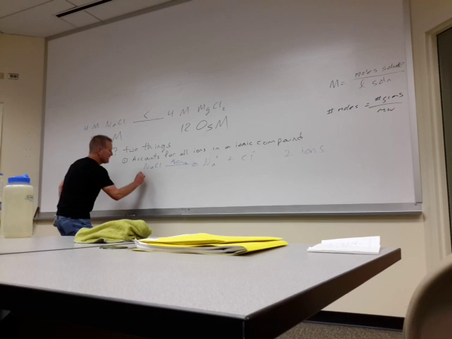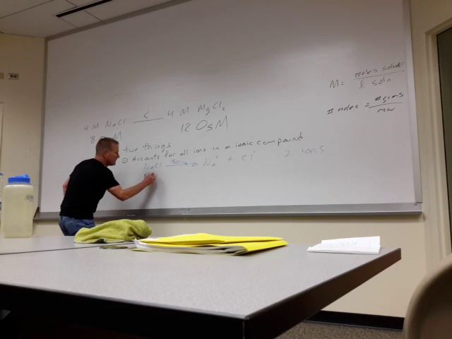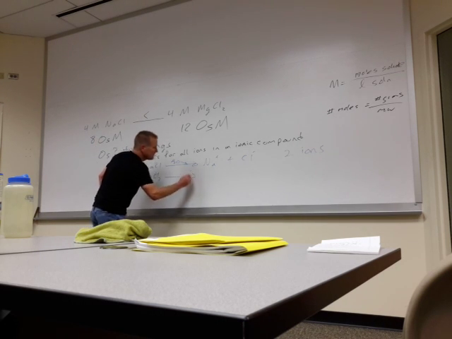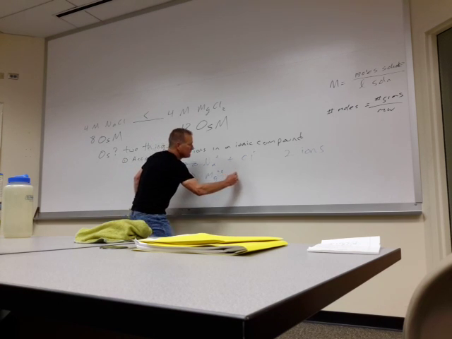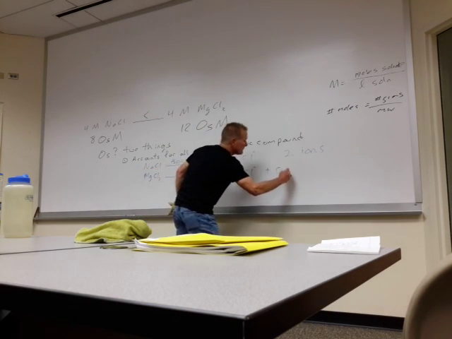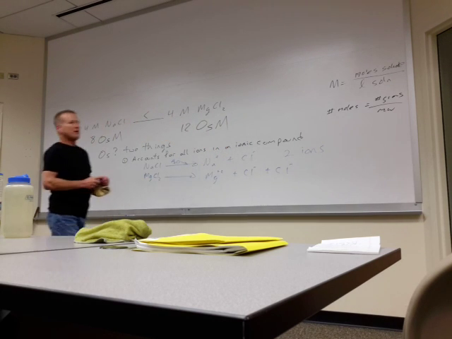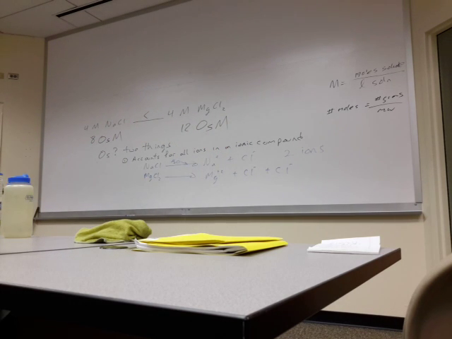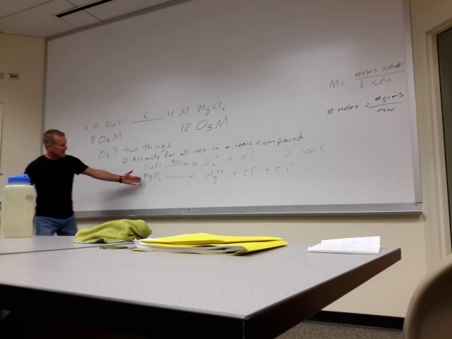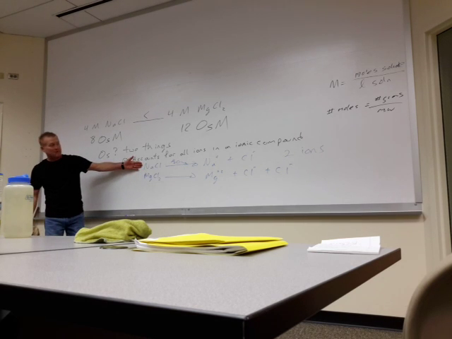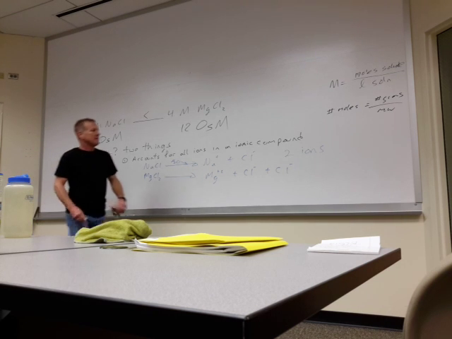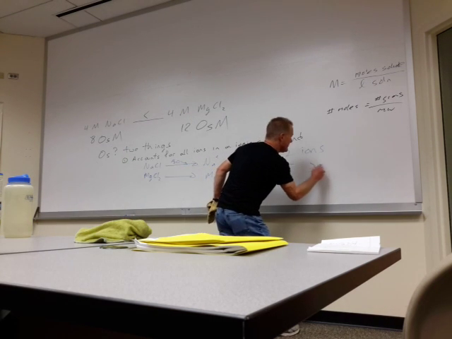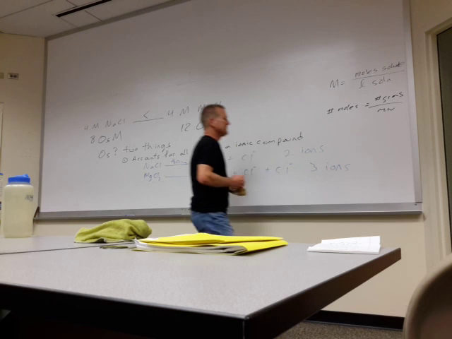Magnesium chloride, on the other hand, breaks apart into 3 ions. And we can see that right here. There's 1 sodium and 1 chloride. There's 1 magnesium and 2 chlorides. So this becomes 3 ions.